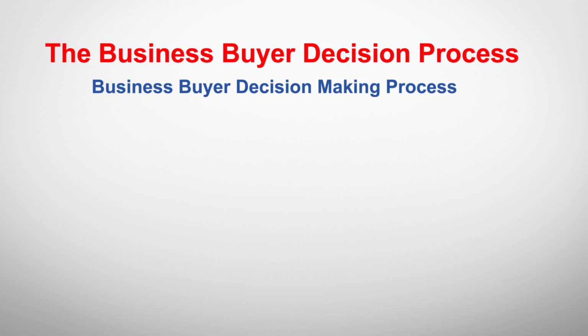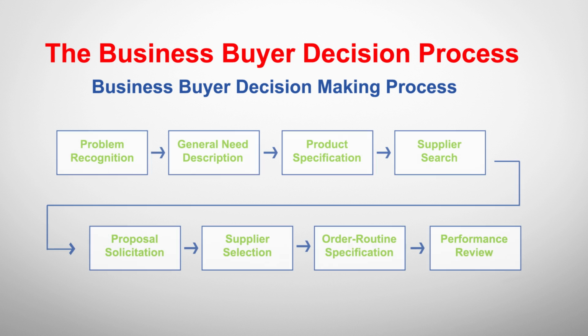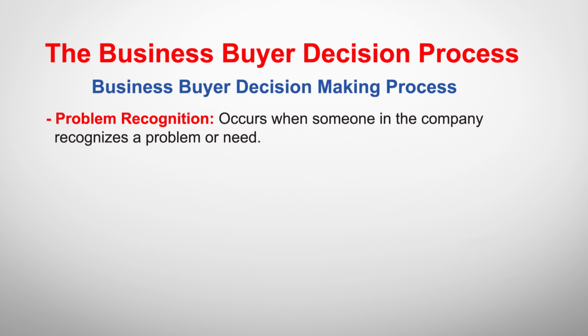The decision process starts with problem recognition, general need description, product specification, supplier search, proposal solicitation, supplier selection, order routine specification, and performance review. So there are 8 steps. The first step is problem recognition, when somebody in the company knows that the company needs to buy something.